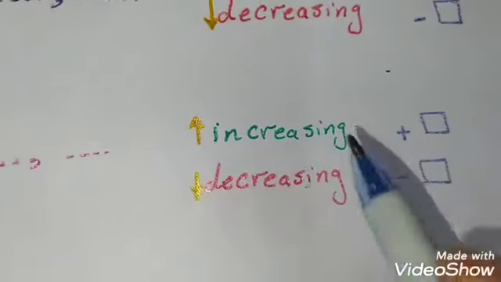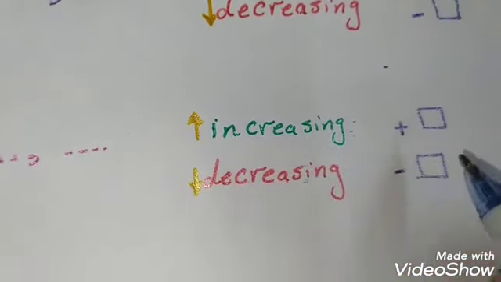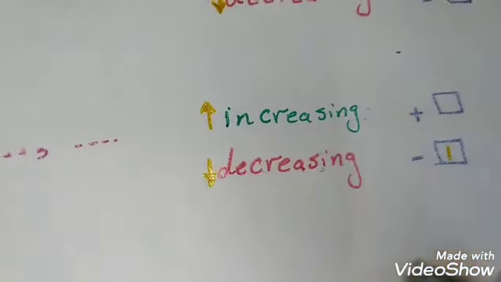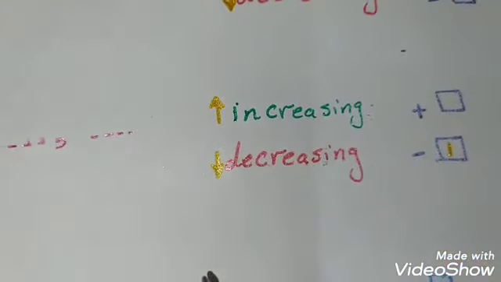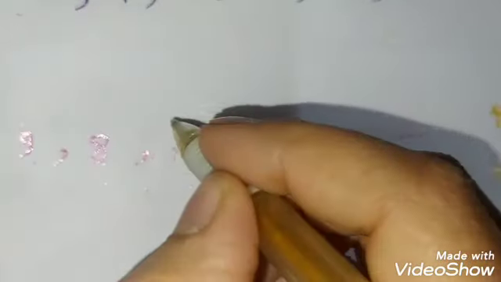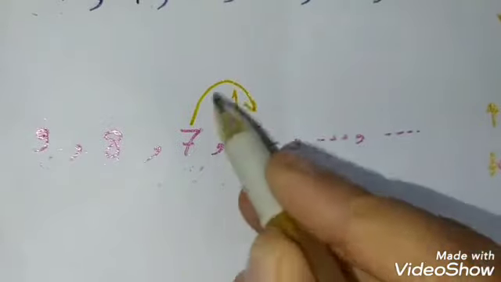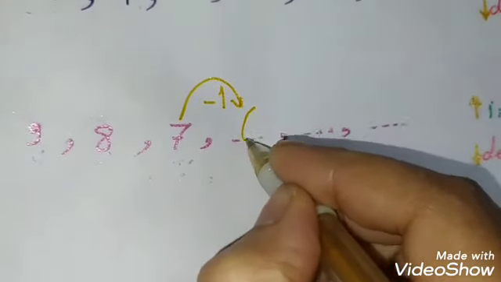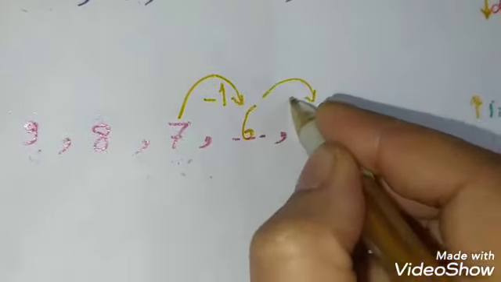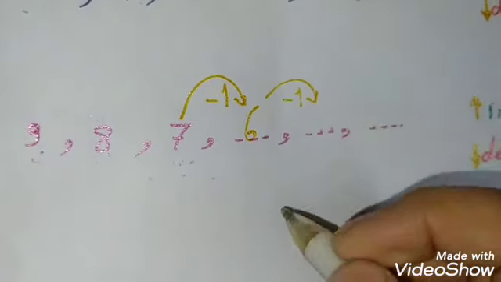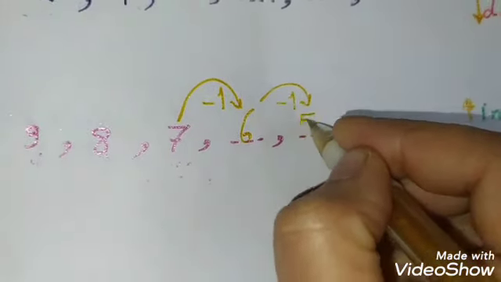Now we said that this is a decreasing number, so you subtract 1 each time. To get the next number, you subtract 1. 7 minus 1 equals 6. And then minus 1. I guess you all know the next number. It will be 5, and so on.